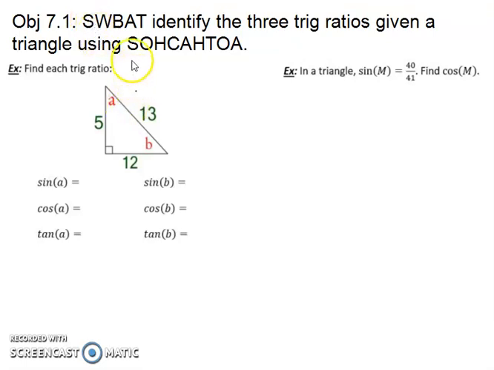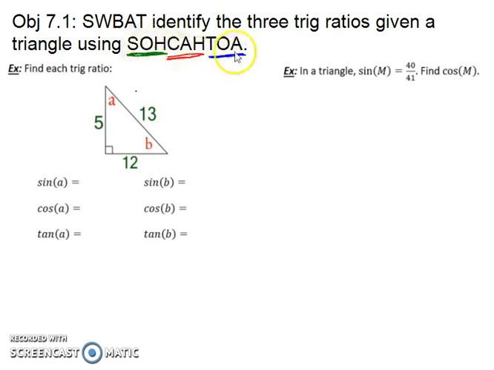Hello, today we are working on objective 7.1, which is that you will identify the three trig ratios given a triangle using SOHCAHTOA. So SOHCAHTOA, you remember, gives you those three trig ratios. Sine is equal to the opposite side divided by the hypotenuse. Cosine is equal to the adjacent side divided by the hypotenuse. And tangent is equal to the opposite side divided by the adjacent side.